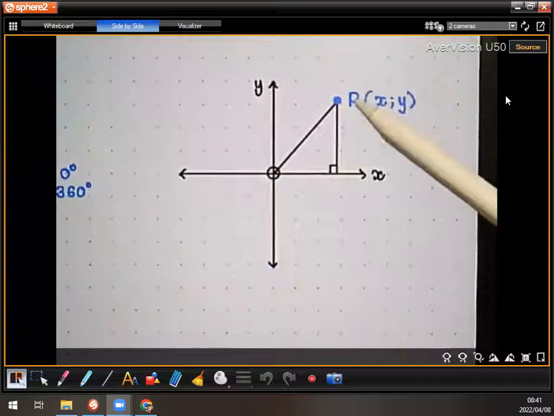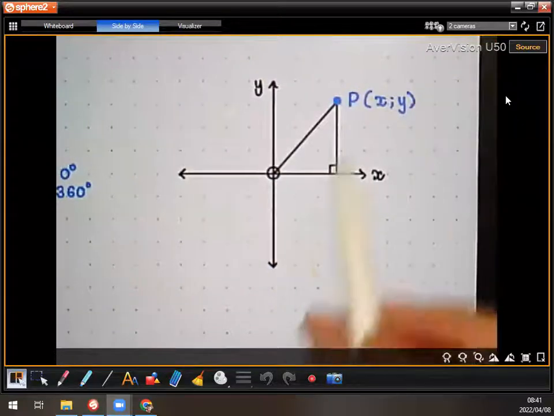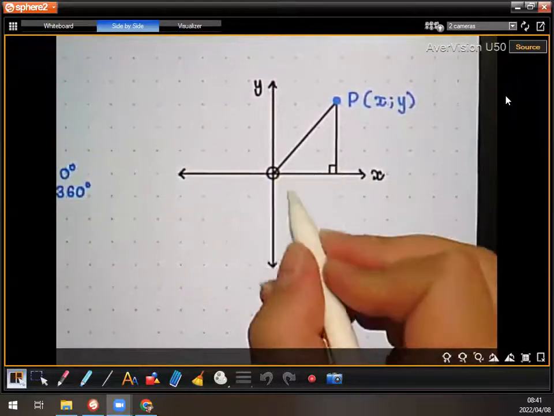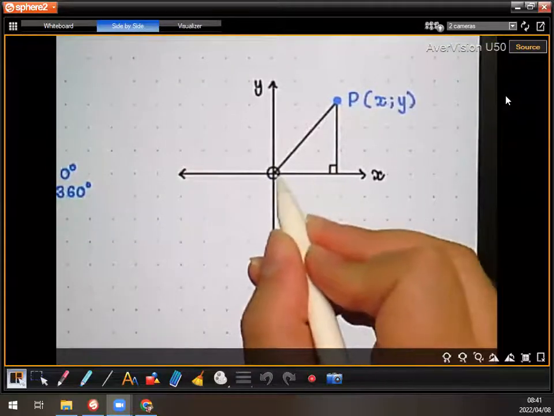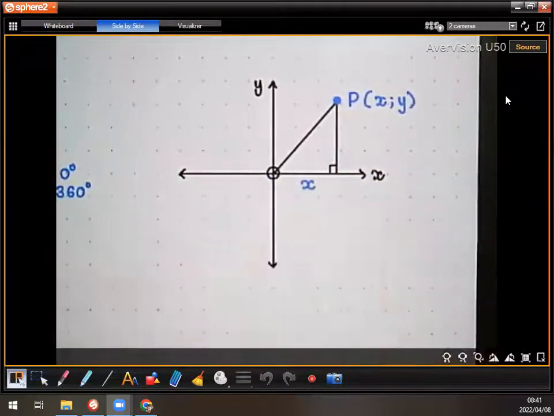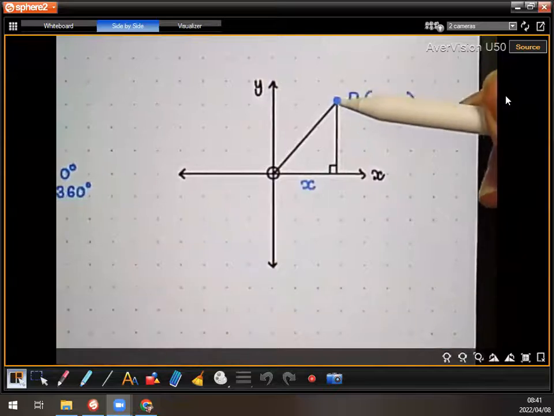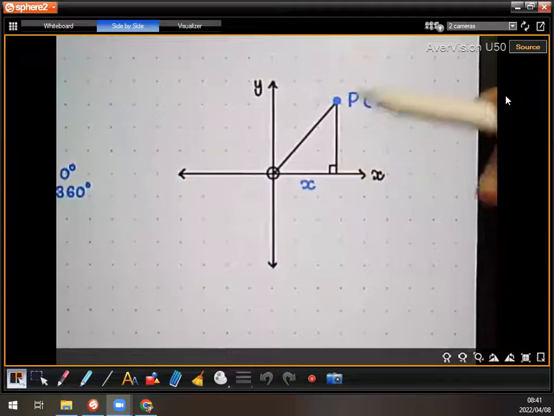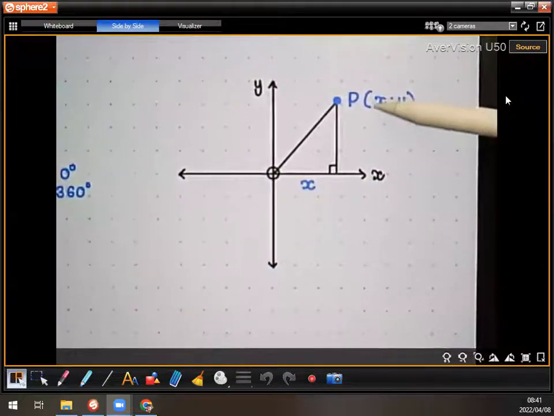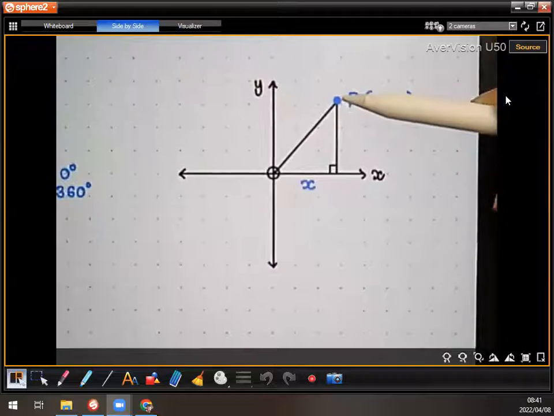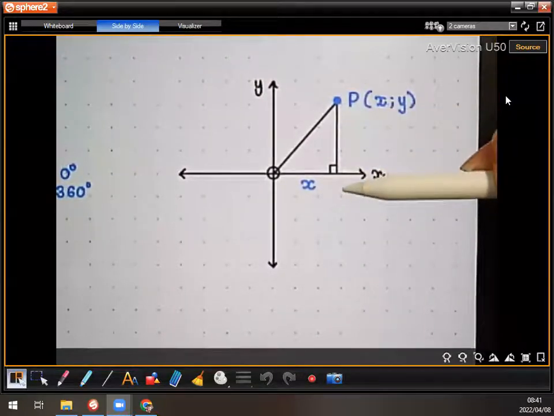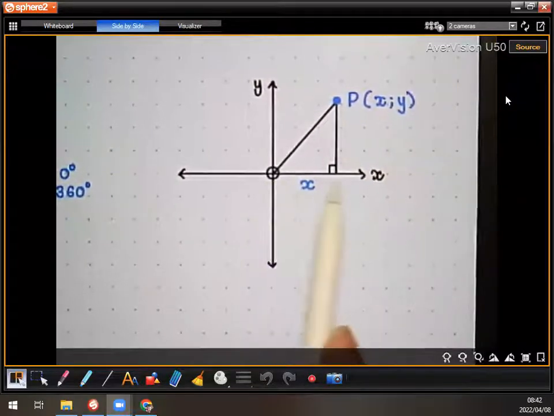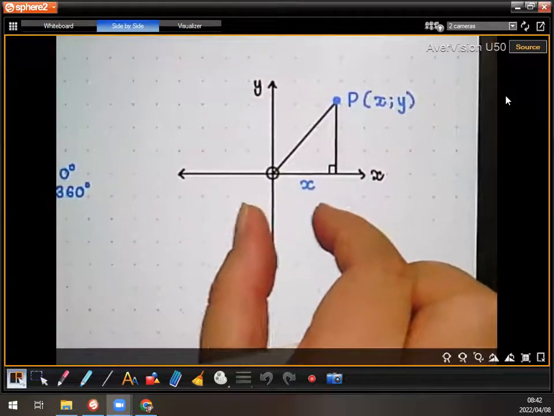Now guys, if this is the point (x; y), that means that this length from 0 to this line is going to be x. Does that make sense? Say for example the x value of that point was 2. That means that the point is directly above 2 on the x-axis. Meaning that if you're going from 0 to 2, the length would be 2 units. Does that make sense?